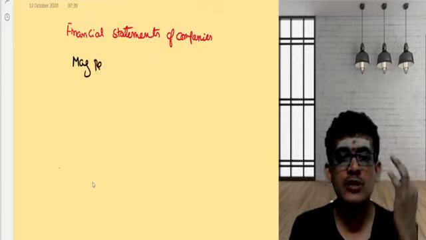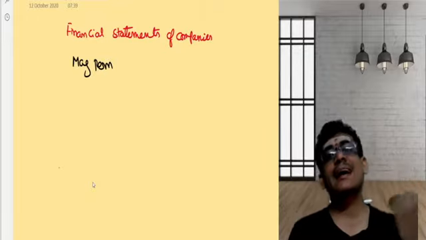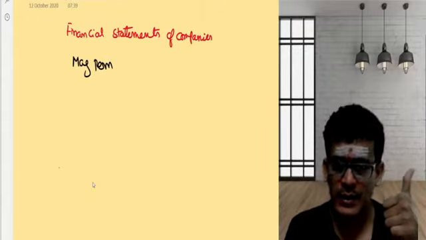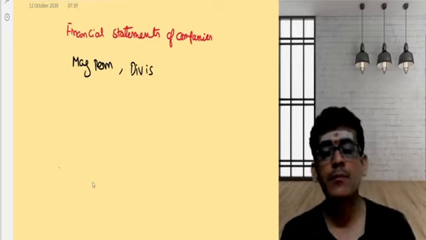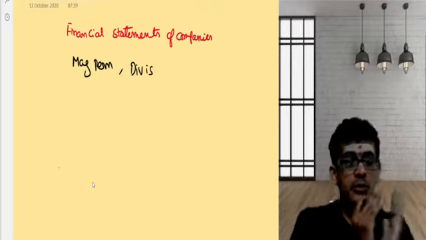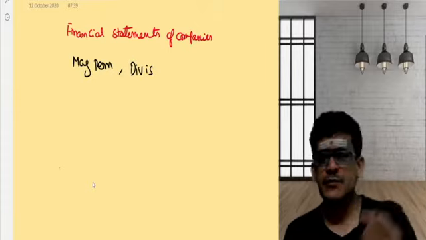Basically, in this chapter we are going to cover three topics. The most important from your examination point of view is managerial remuneration. How do I calculate the managerial remuneration? That's one thing. Then divisible profits. We need to discuss something called divisible profits. How the company should declare a dividend out of its free profits.